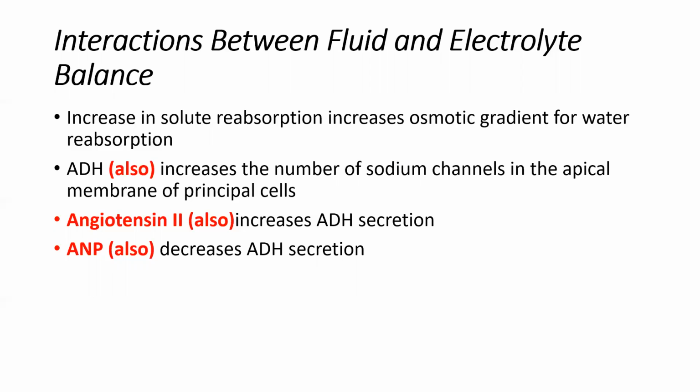The kidneys also have a way of regulating acid base, but in a more long-term way. It's not going to be as immediate as what we saw with the lungs, but it will be just as beneficial or influential in terms of our overall plasma pH. So let's start here by looking at the interaction between fluid and electrolyte balance.